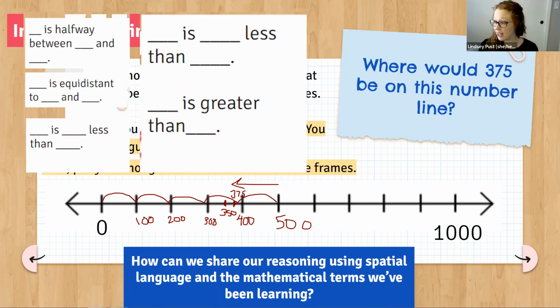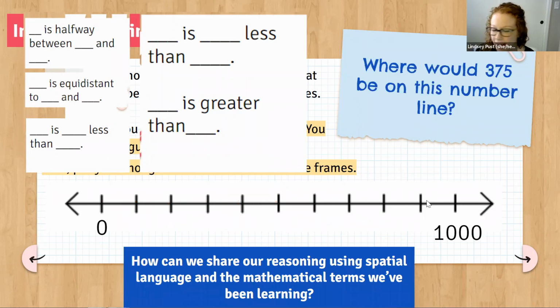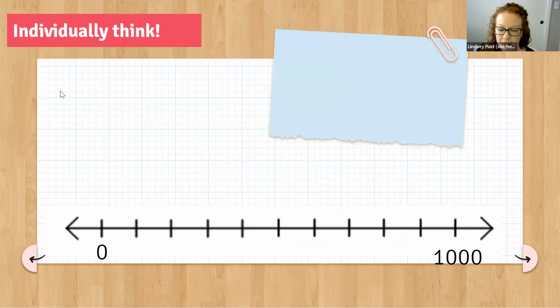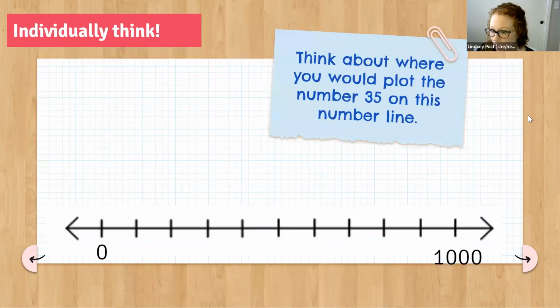So both of you, thank you for sharing that, Jean. So both of you were using halfway relationships, right? To figure out where 375 would be on this number line. That's awesome. That's a great strategy to figure out where it would be. Okay, and thank you to everybody who wrote in the chat as well. So I want you to think about this question, okay?